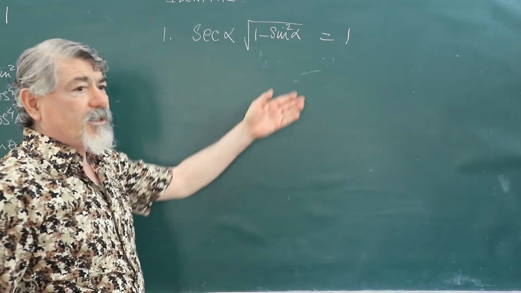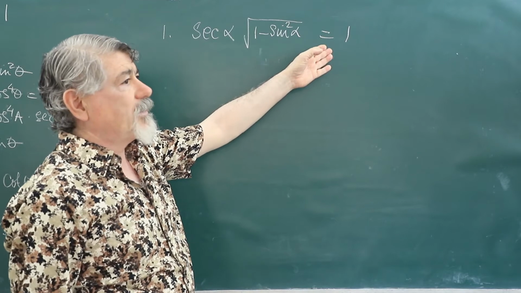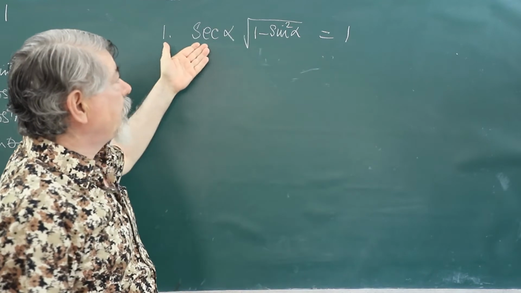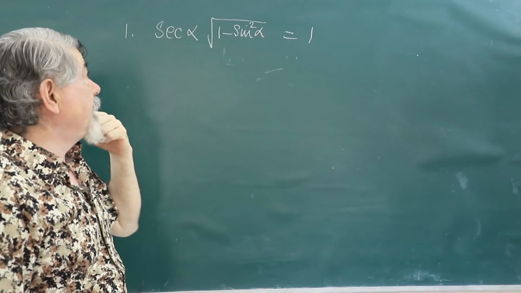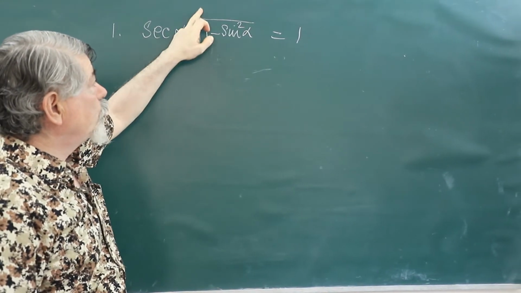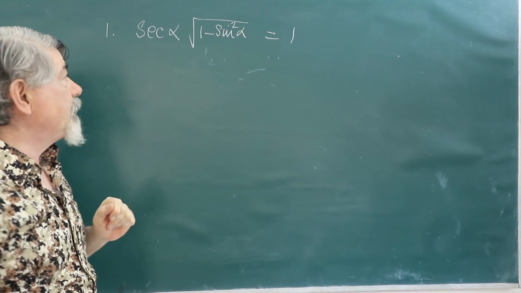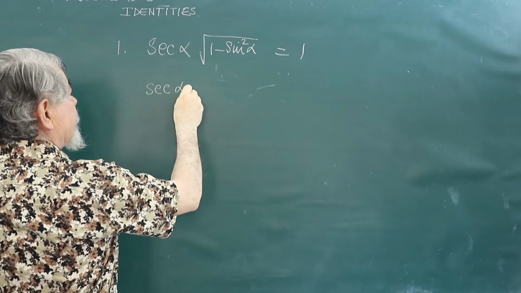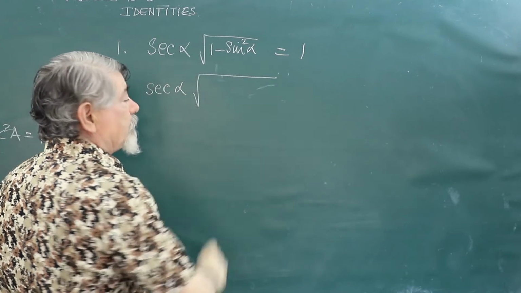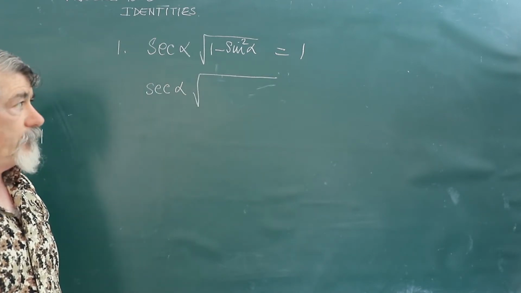So I cannot start from 1. What I have to do is start from the more complicated side, that is the left hand side, sec alpha into under root 1 minus sine square alpha. Now you know the basic identity, the first identity, that sine square theta plus cos square theta is 1.